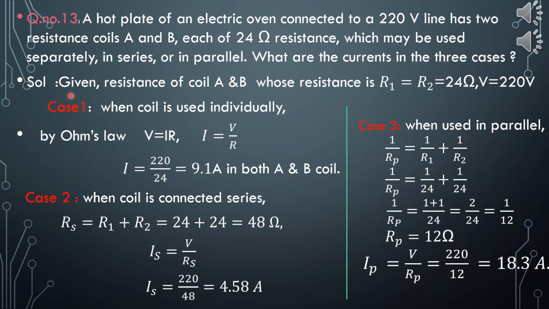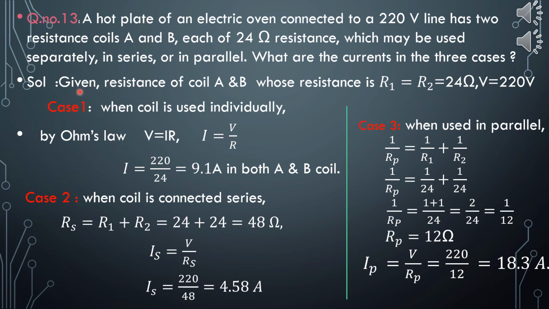Children, let us understand the question first. Here the potential difference across the oven is given as 220 volt, and the resistance of both coils A and B, which we consider as R1 and R2, is 24 ohm. It asks you to find, when you connect each coil individually, what is the current drawn from it. In case 2, when you connect coils A and B in series, what is the current drawn. And when you connect these two coils A and B in parallel, what will be the value of current. So let us understand and calculate it.